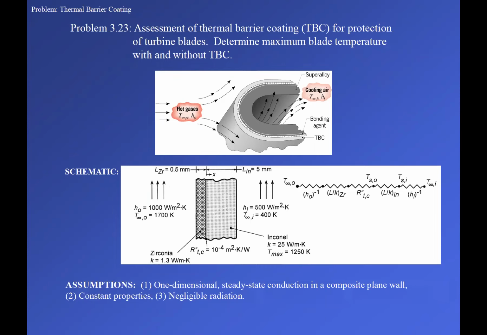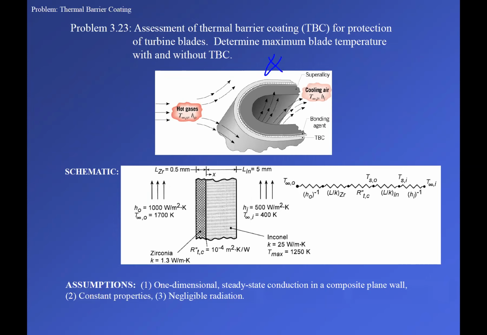The performance of gas turbine engines may be improved by increasing the tolerance of the turbine blades to hot gases emerging from the combustor. One approach to achieving high operating temperatures involves application of a thermal barrier coating, TBC, to the exterior surface of a blade while passing cooling air through the blade. Typically, the blade is made from high temperature superalloy, such as Inconel, which has a thermal conductivity of 25 watts per meter Kelvin, while a ceramic such as zirconia with k of 1.3 watts per meter Kelvin is used as the thermal barrier coating. And then they give the schematic you see on the top here.